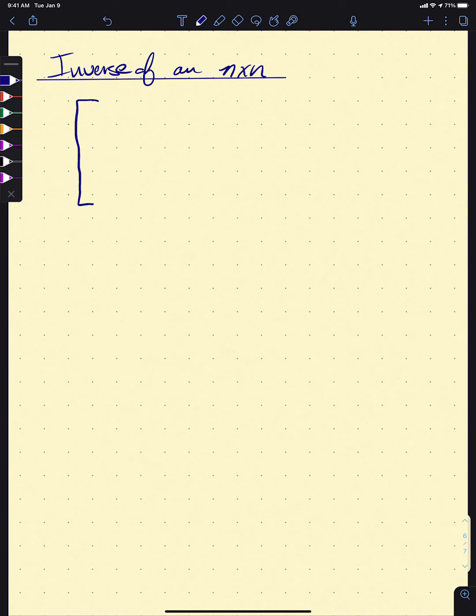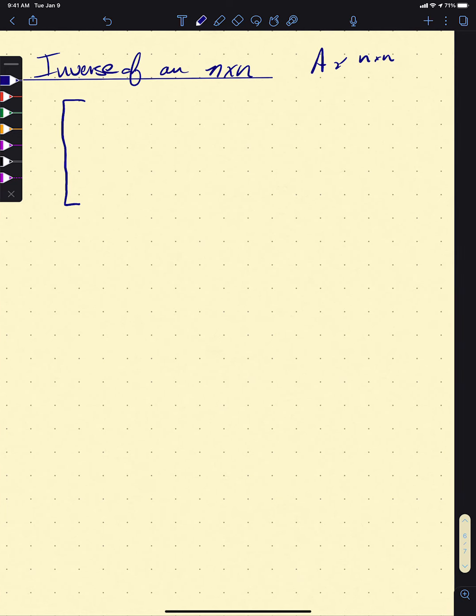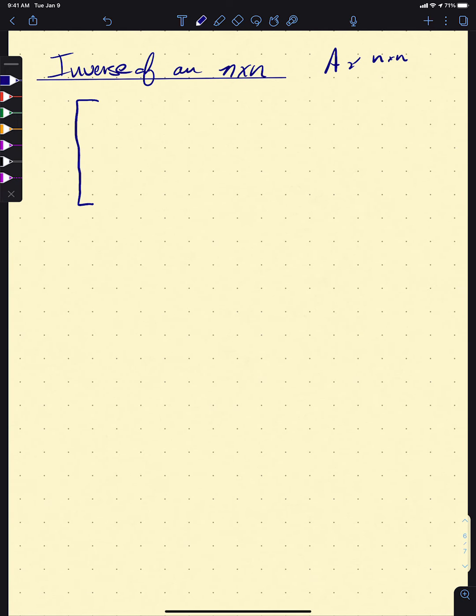We're going to take some n by n matrix A. So we have A, and we'll call this guy n by n. And we're going to form a big old augmented matrix on this matrix right here. So A11, A12, all the way to A1n.